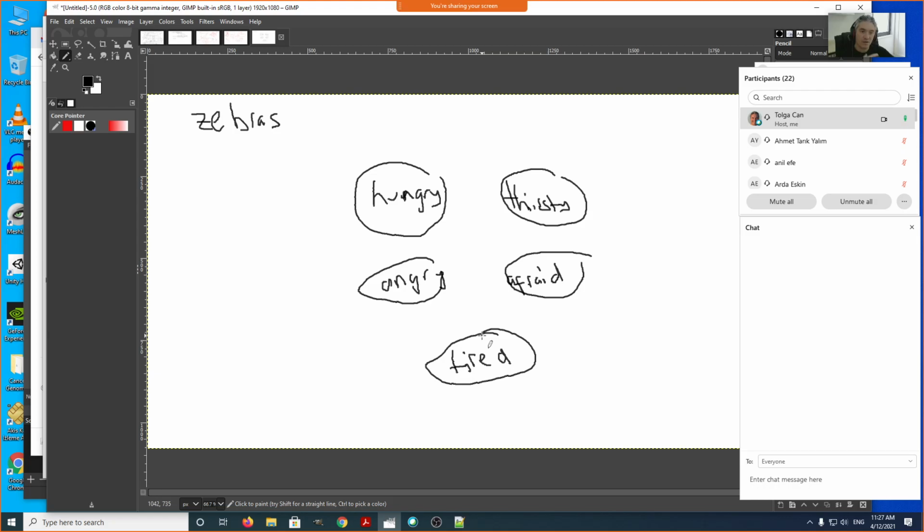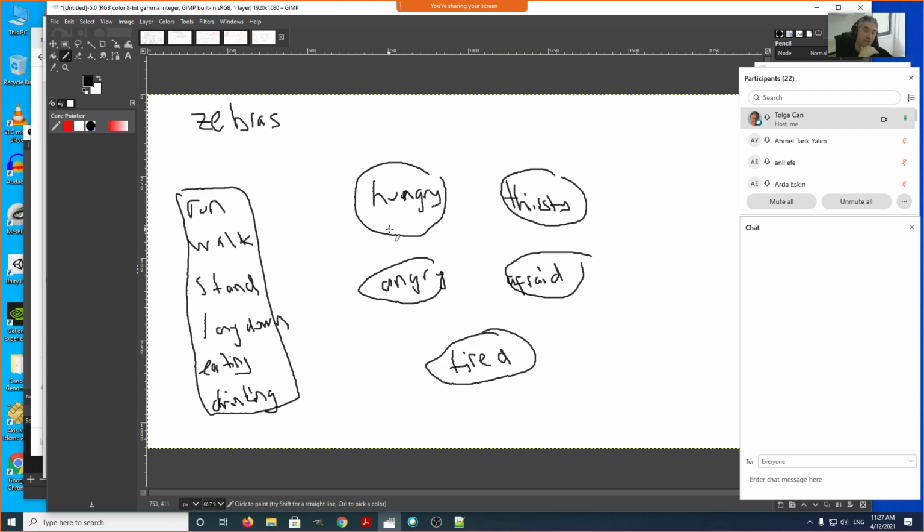Now, we cannot talk to zebras and we cannot ask them, are you angry or are you afraid or are you thirsty? So these states are hidden from us. But what we can do is observe the zebra's actions. A zebra may run, walk, stand, lay down, eat, drink. So these actions are symbols that we may observe out of these states.